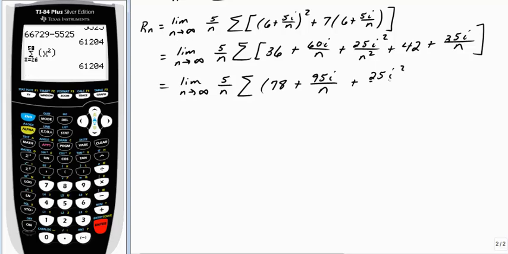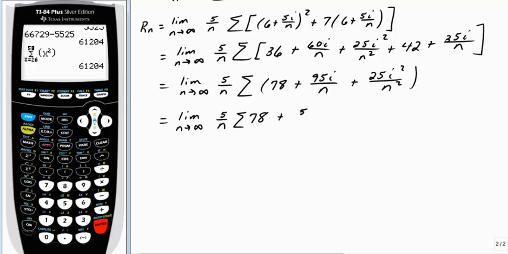Beautiful. Okay, now I'm going to break this up into 3 separate summations, and then we're going to find the sum of each one individually. It'll be no problem. We'll have the limit as n approaches infinity, 5 over n times the summation of 78s. We already know that that's going to give us 78n. This means 78 plus 78 plus 78, n times. That's just going to be 5 over n times 78n.